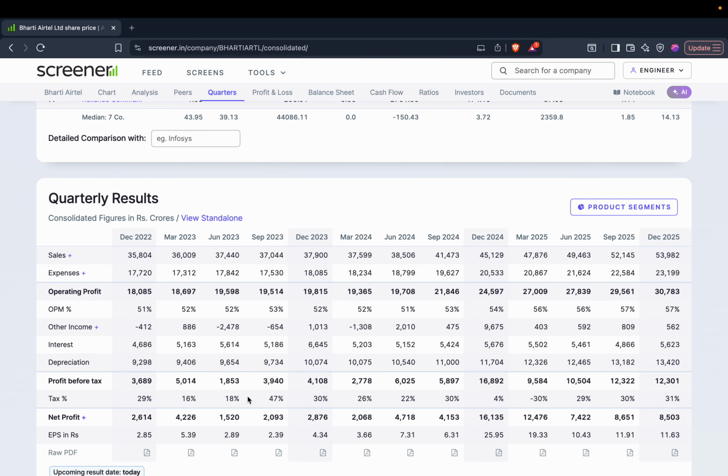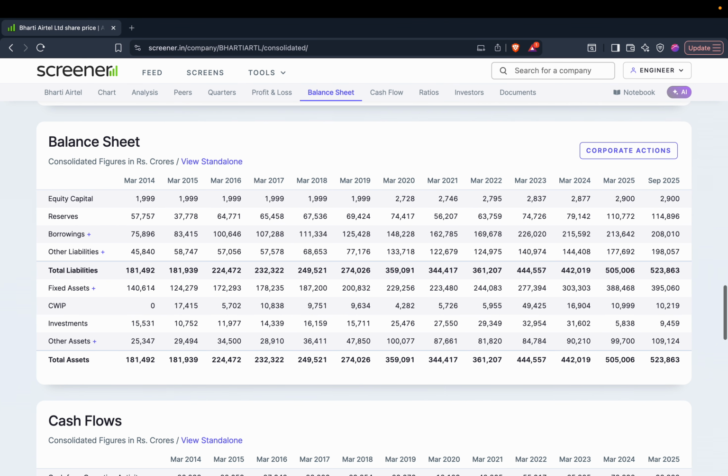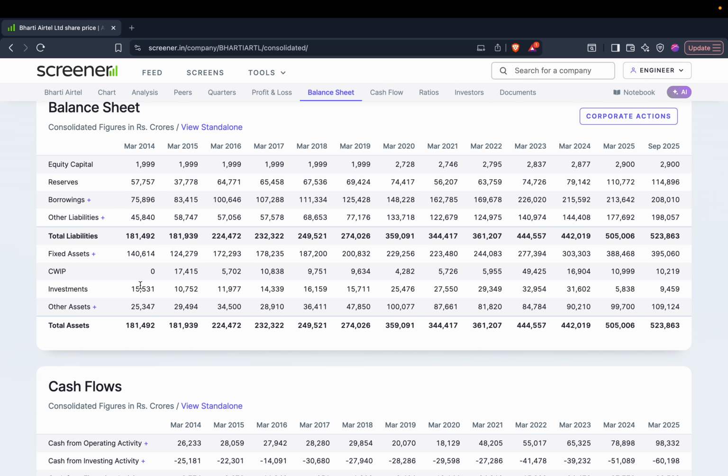Then you can look at the quarterly result for each quarter. I think these were released today itself. So the sales, expenses, operating profit, everything. You can look at yearly profit and loss statements, the balance sheet, what is the total liabilities and total assets for the company, how much they have increased their capex, investments, CWIP, things which are in progress, all of that.